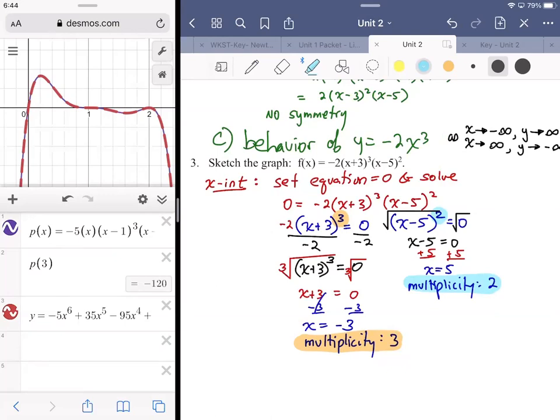So we're going to hang on to this information. We're not going to graph anything yet because we've got more stuff to come up with. But we're going to hang on to this and use it when the time comes to create the graph. Before we do that, we're going to figure out the y-intercept.